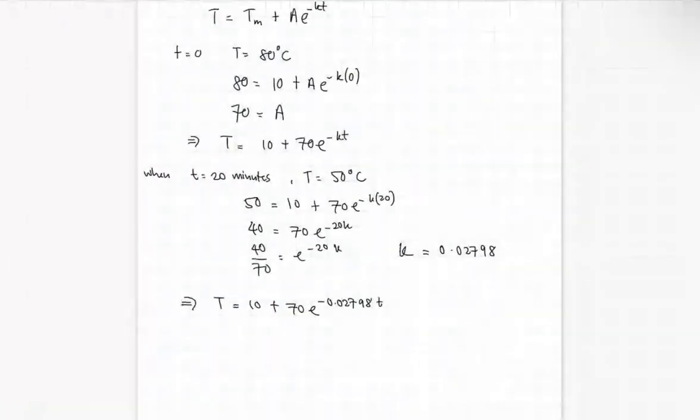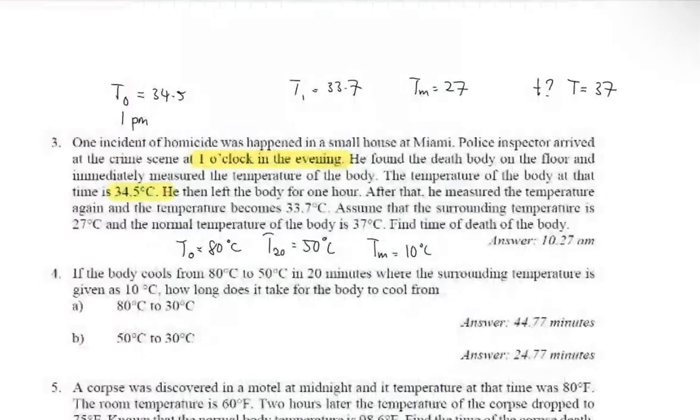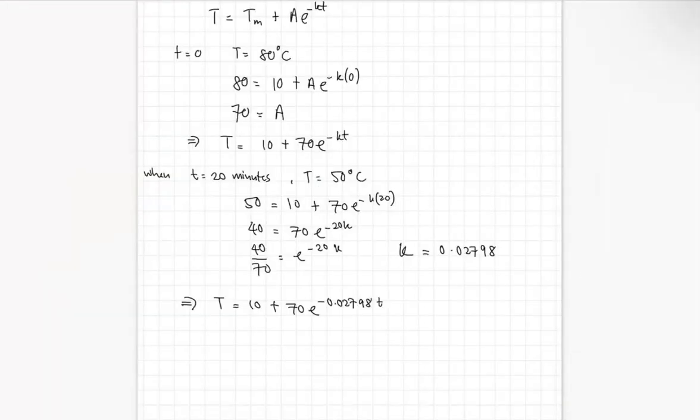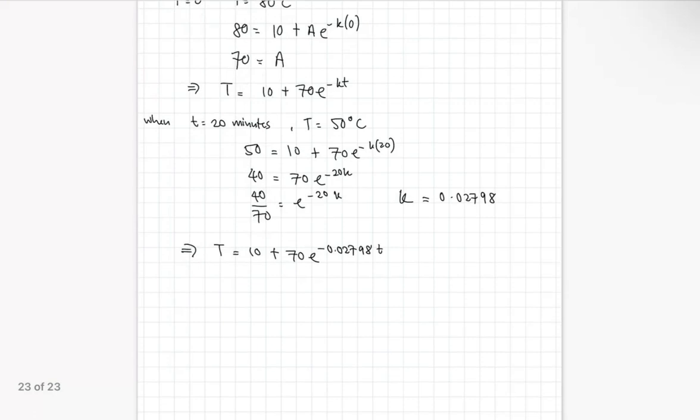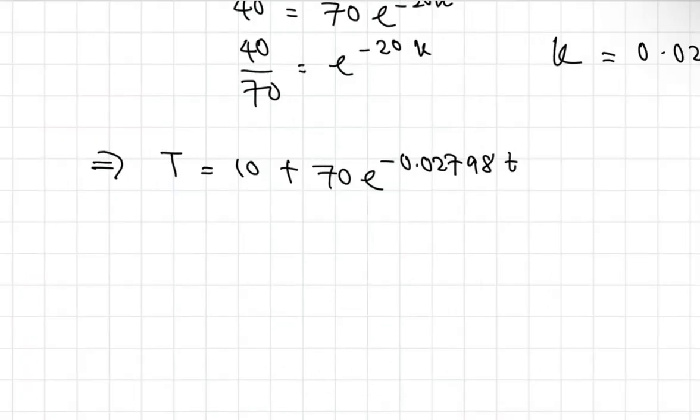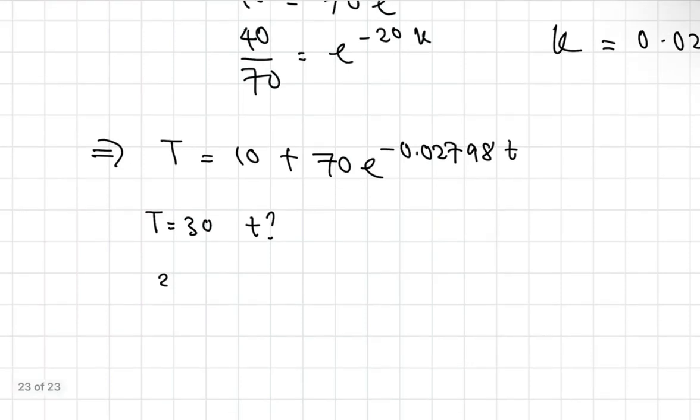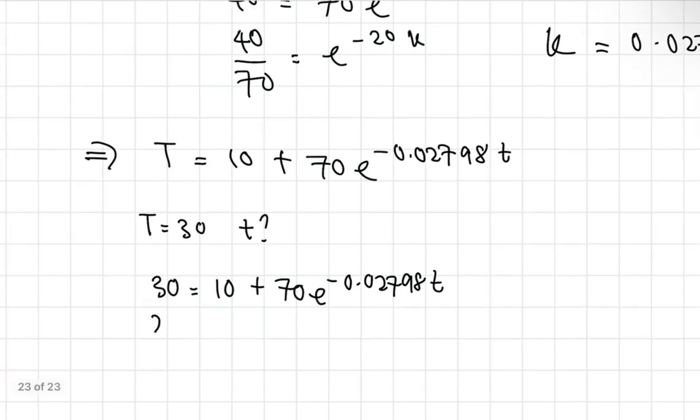So we want to find how long the body takes to cool from 80 degrees to 30 degrees. So now when T equals 30 degrees, what is the value of small t, the time? So 30 equals 10 plus 70 e to the power of minus 0.02798 t. So solve for t.